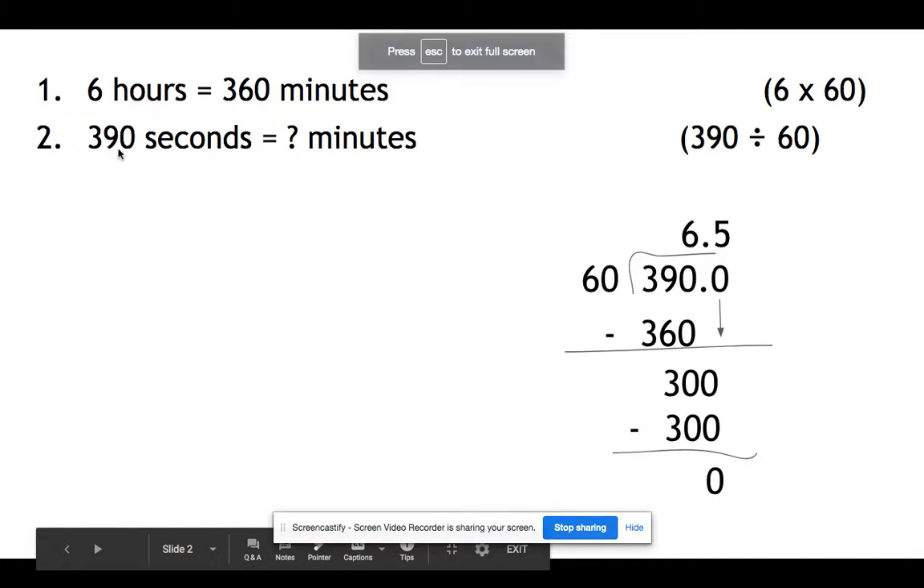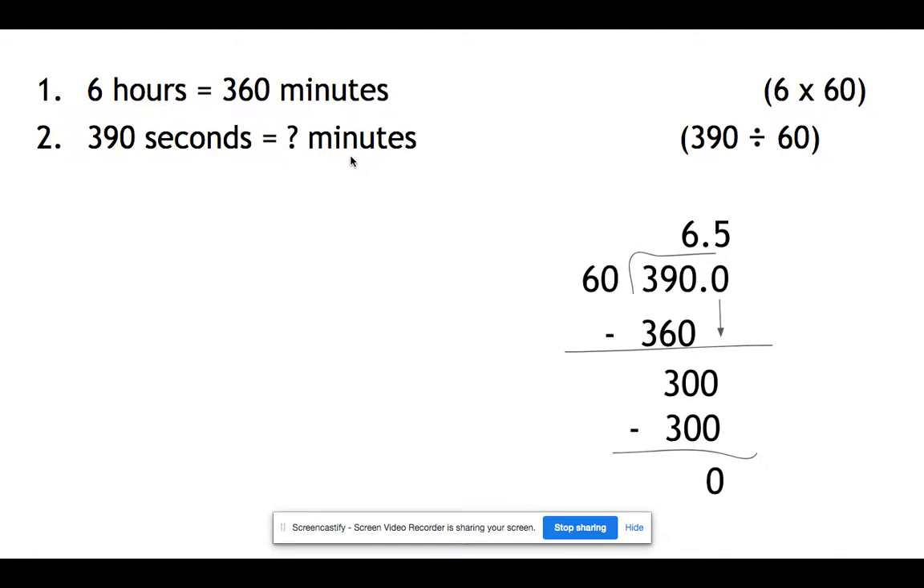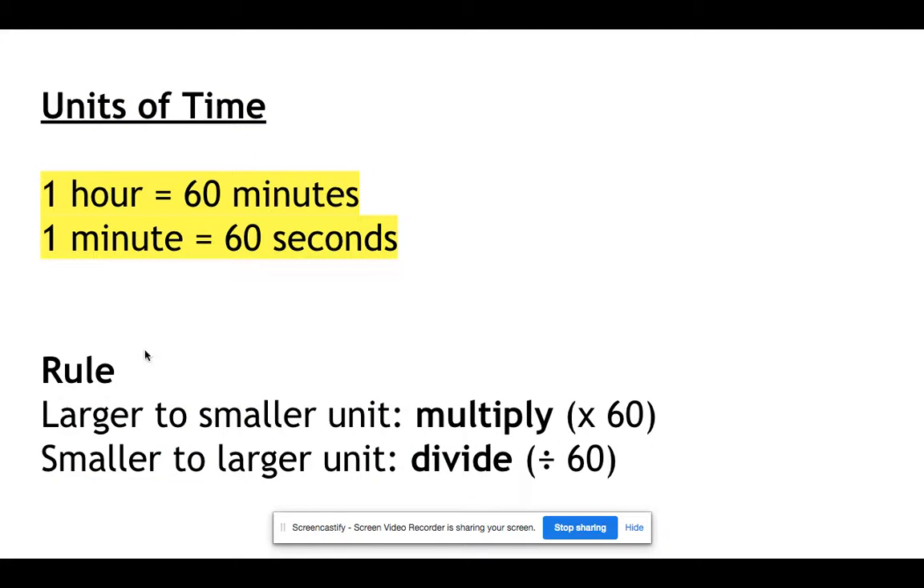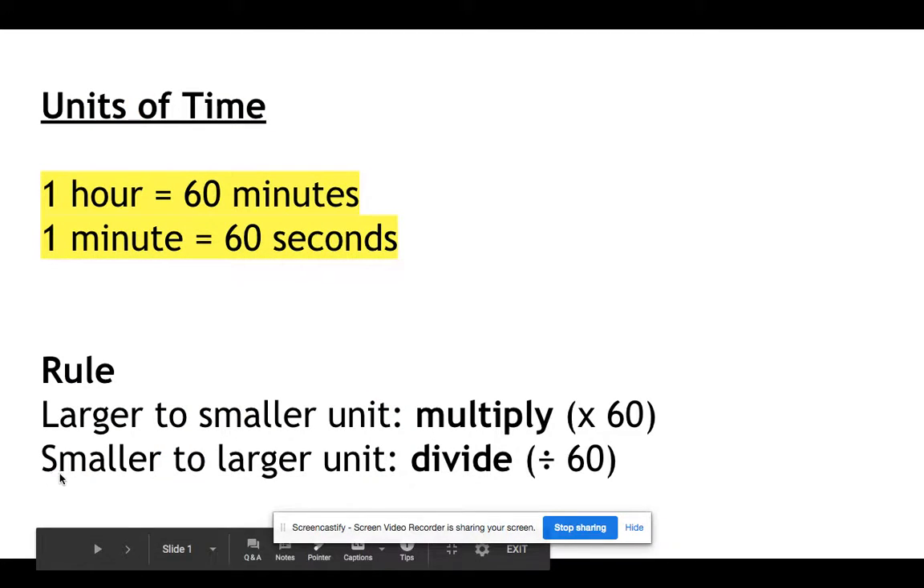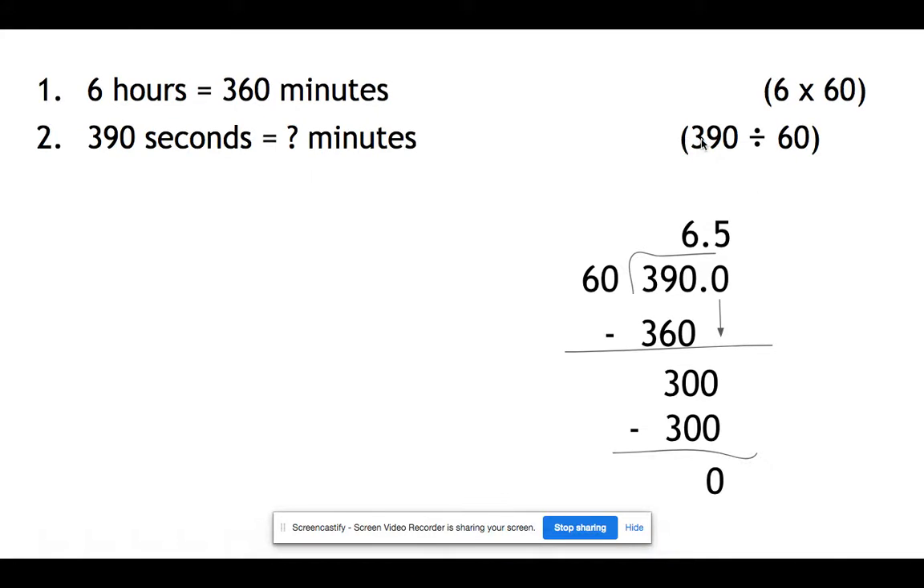So I have 390 seconds, and I need to figure out how many minutes that is. In this case, I'm going from seconds to minutes, which means I'm going from a smaller unit to a larger unit, which means I'm going to take what I started with and divide it by 60. So I took what I started with, 390, and I divided that by 60. Now that's not something you can easily do in your head.